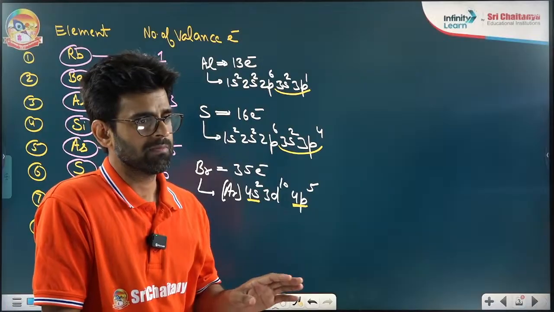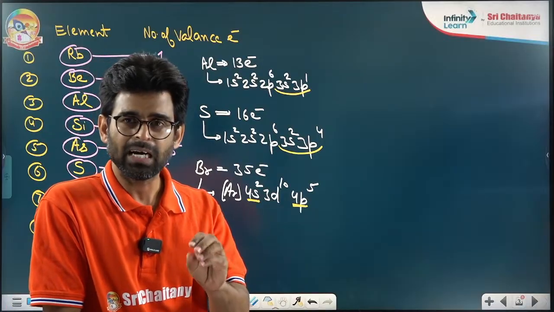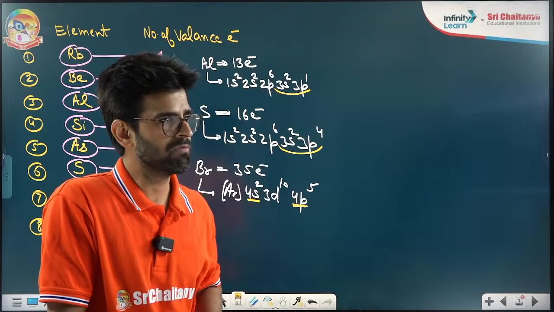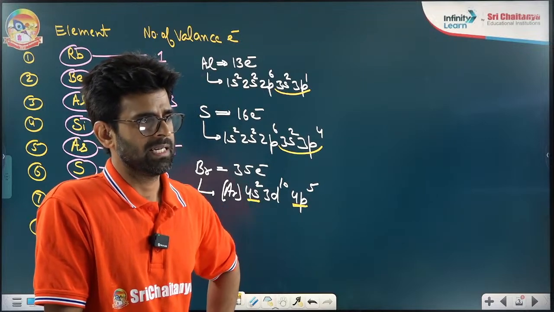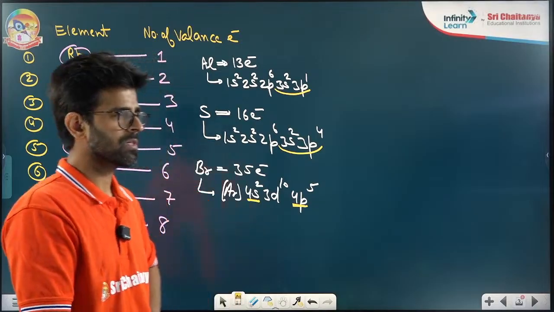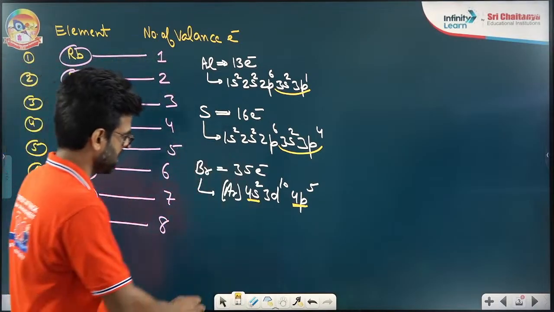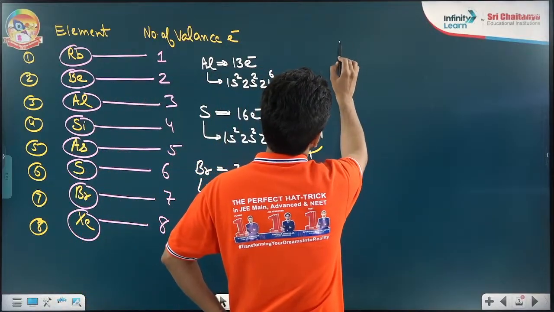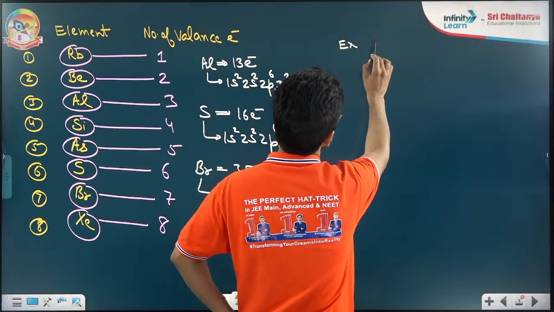Clear? Because we will start the example with valence electrons only. We should know about it. Fine? Okay, beta, are we clear about this? Okay, fine. Next, we are taking some examples, the easy examples. I will start with easy examples only.